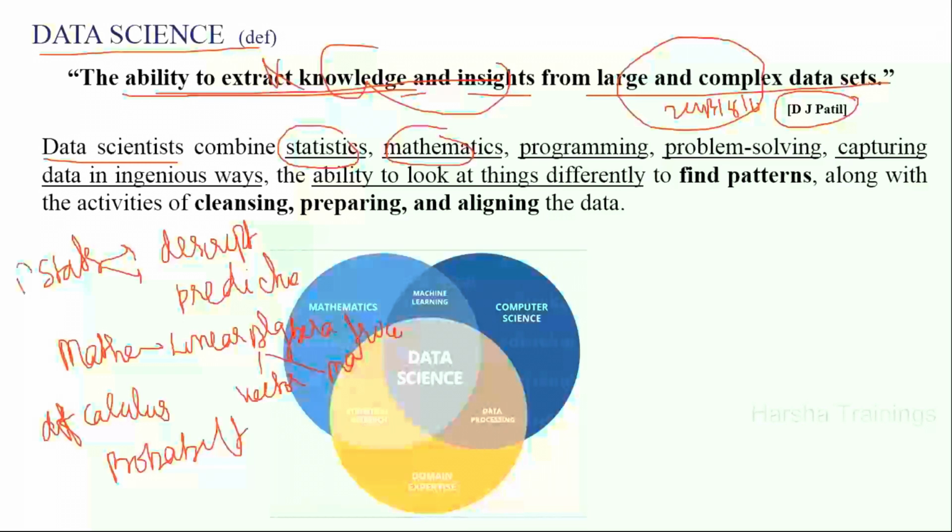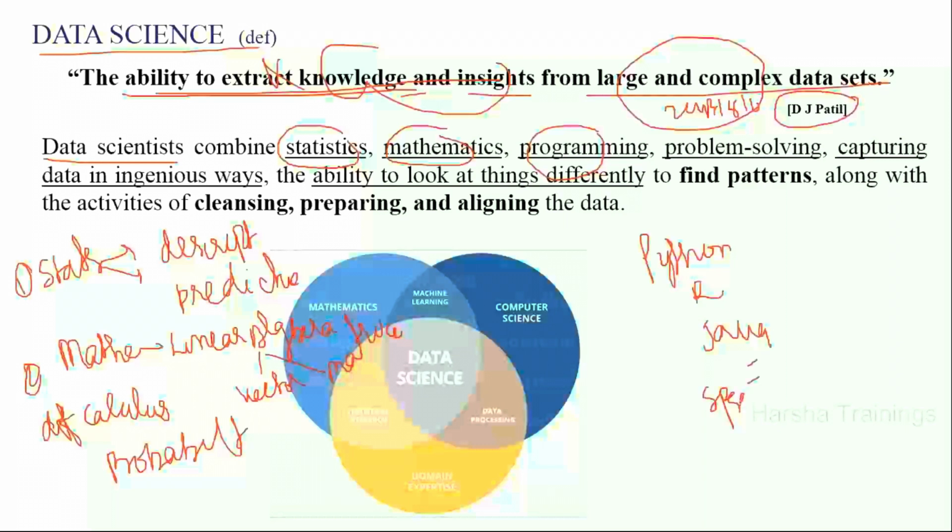These are the mathematics we need to become a data scientist. One, you need statistics. Second, you need mathematics. Third, you need a programming language like Python or R or Java, or any language like SPSS or SAS, anything.